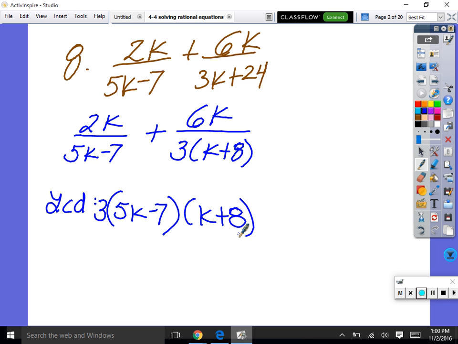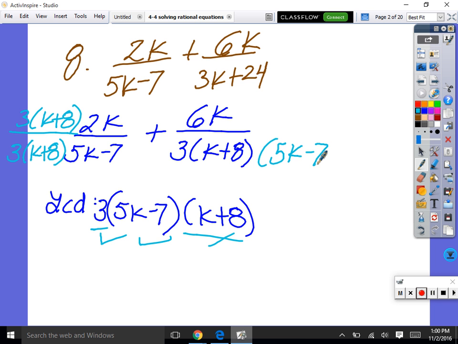So then you'd say to yourself, what does this one need? It has a 5k minus 7. Don't we need a 3 and a k plus 8? So we'll multiply by 3, k plus 8. Use parentheses. And then this one has a 3 and it has a k plus 8. We need a 5k minus 7.